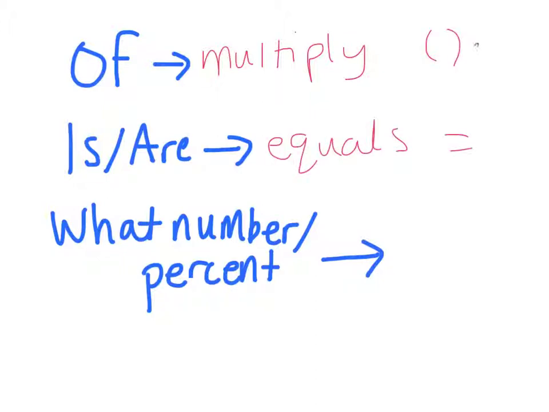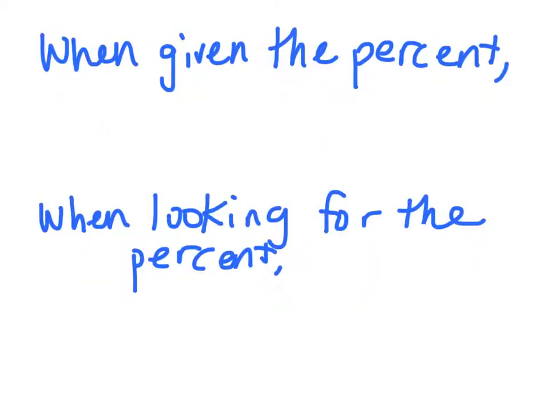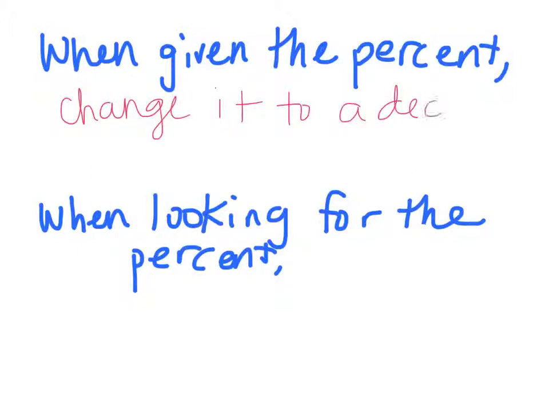For multiplication we put parentheses or a dot. And then if we see "what number" or "what percent," that's where we put our variable, so x or whatever we're going to use. Now when you are given the percent, you need to make sure that you change it to a decimal before you put it in your equation.